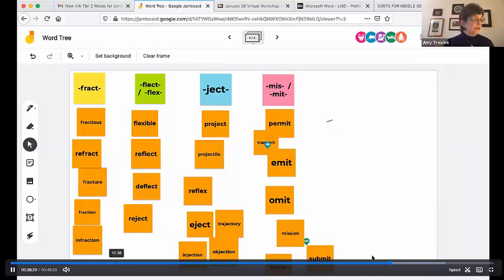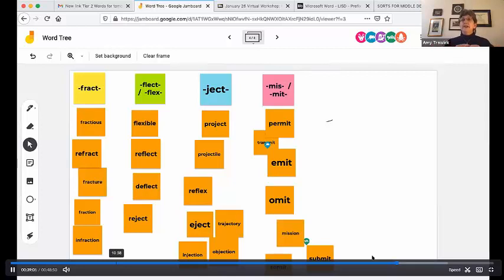Or you can go ahead and tell them what the word means and then see if they can apply that meaning. So just for your jollies, fract means to break, flect means to bend, ject means to throw, and miss and mit mean to send. So fract means to break, fractious. How is that to break? If somebody is fractious, they're breaking a relationship. Students might have other comments to make about that.